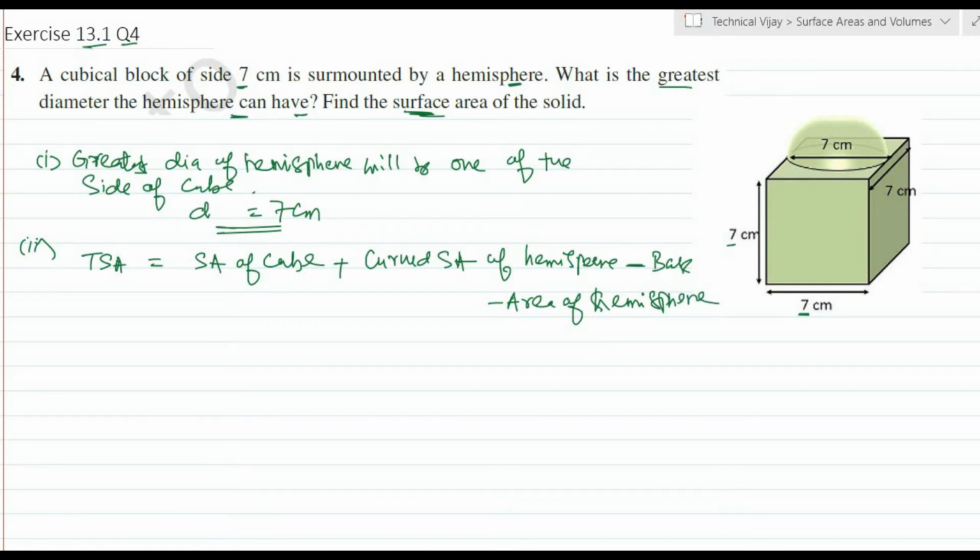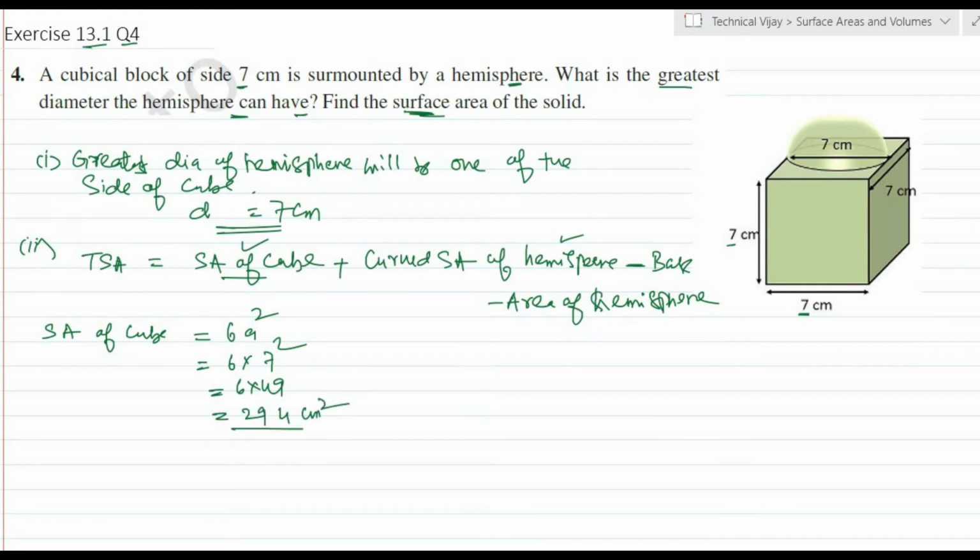So the surface area of the whole cube, we add the surface area of this hemisphere, and we subtract the base area. Now we will calculate one by one. The surface area of the cube is equal to 6a square. Here a is equal to 7. So 6 into 7 square, 6 into 49. 6 times 4 is 24, plus 5 is 29, so this is 294 square centimeter.